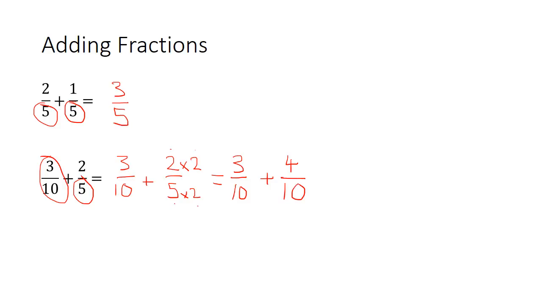And here we have the same fractions now. We've got 3 tenths plus 4 tenths. We only have to add the numerators because the denominators are already the same. 3 plus 4 is 7. And it's as simple as that. The only thing to remember is that we have to change the denominators so they are the same.